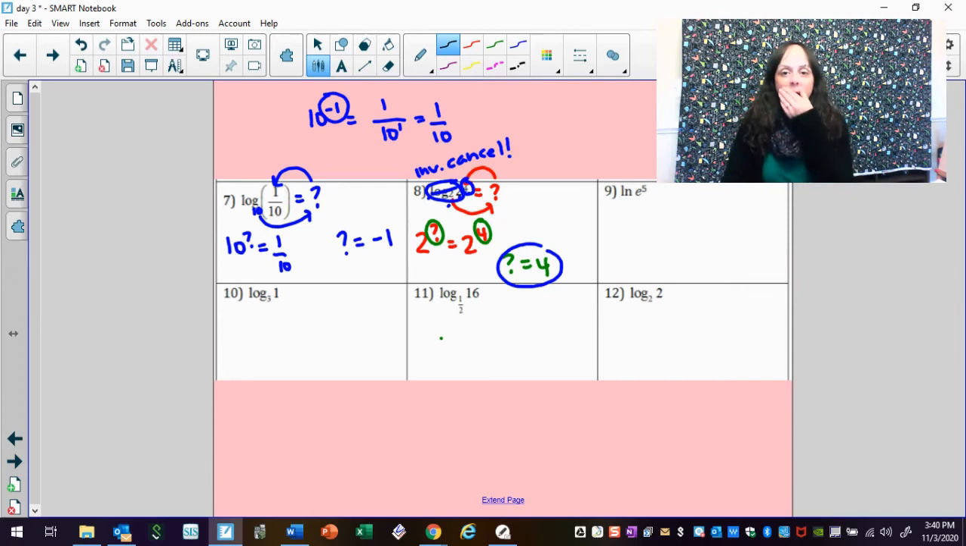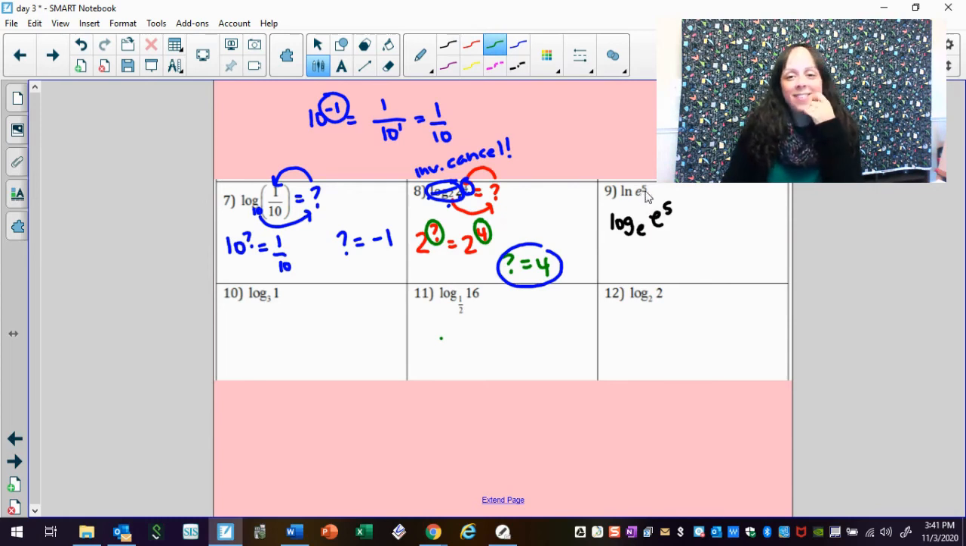So let's look at number 9. Oh, this is a fun one. Does anyone see it? ln of e to the 5th. What does ln mean? It's a log with base e. Everyone always gets freaked out by ln's, natural logs, but it's just a log with base e. It's just kind of special. Log base e of e to the 5th.